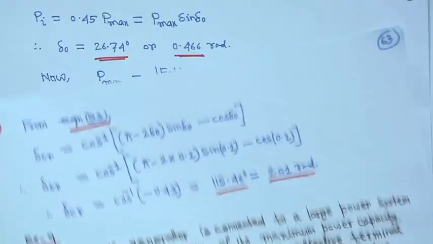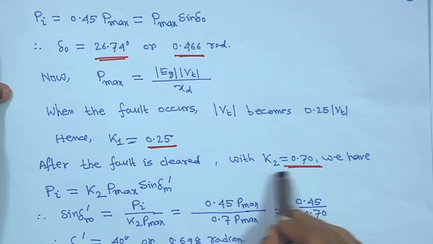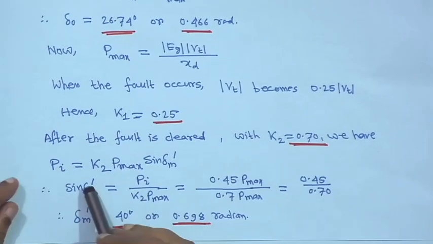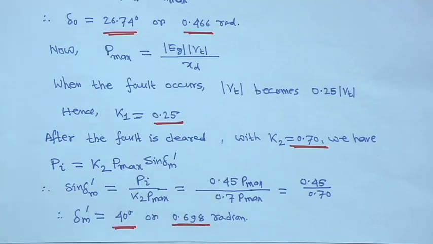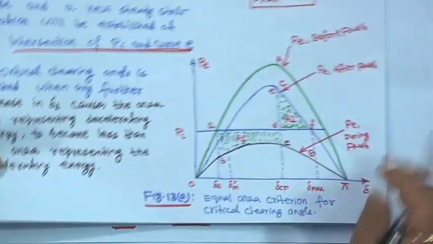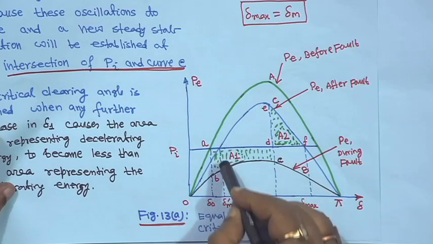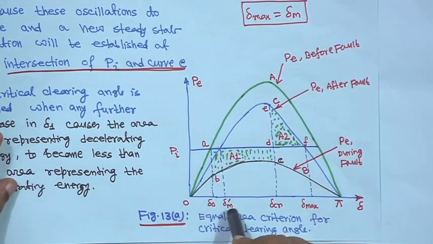If you take all this data, K1 is known and K2 is 0.7. Therefore, Pi is equal to K2 P max sin delta m dash. Here, take the blue curve and the blue horizontal Pi line, and this is delta m dash.